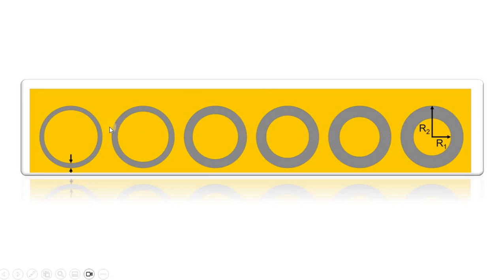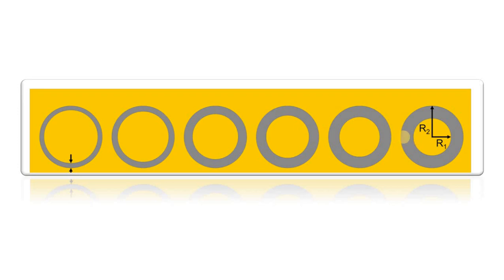The spacing, or you can call it the distance between these contacts, varies, allowing you to measure resistance as a function of the spacing. So as you can see over here, the spacing can be 5 micrometers, 10 micrometers, 15 micrometers, 20 micrometers, 25 micrometers, and 30 micrometers.